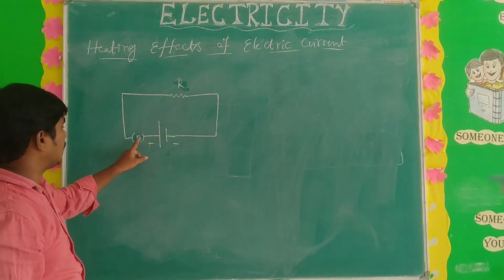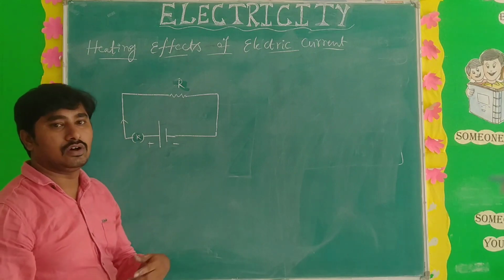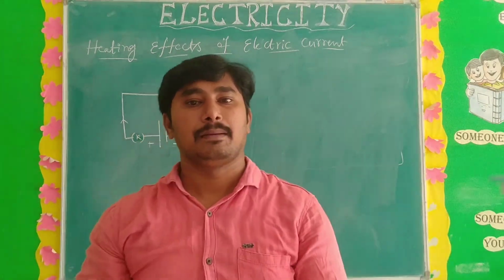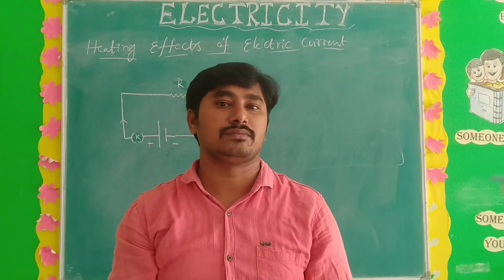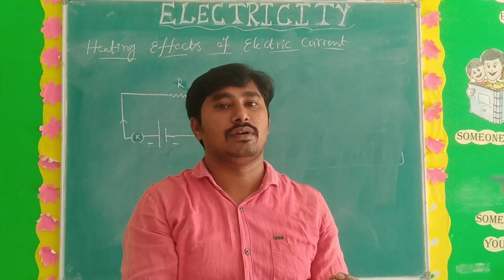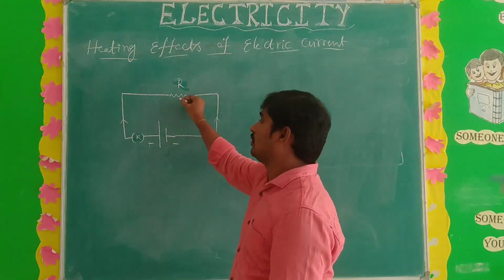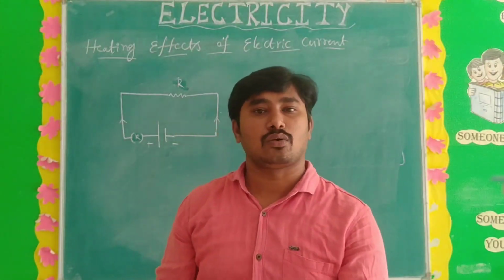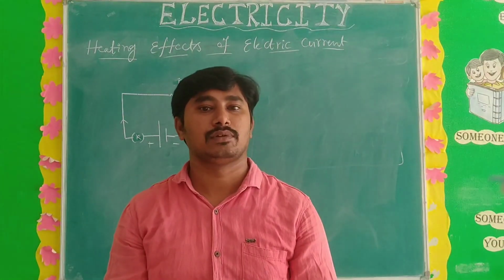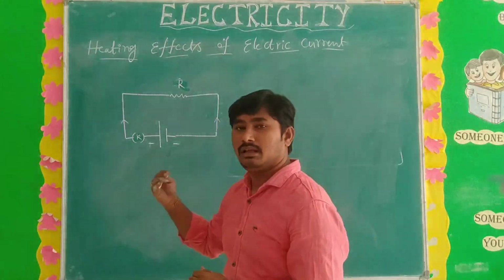So conventional current goes from positive to negative terminal, like this. When electrons move in a conductor, they have some kinetic energy. When you connect the battery, electrons automatically move like this. When the electrons enter the conductor, they have kinetic energy. You know very well what kinetic energy is.